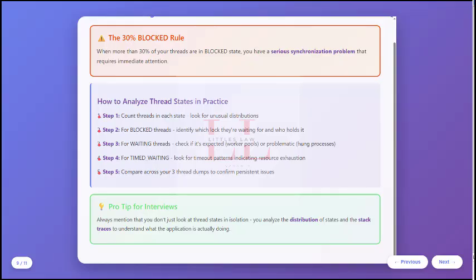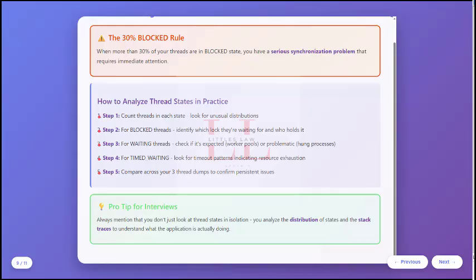Step 2, for the blocked threads, identify which lock they're waiting for and, more importantly, who holds it. So this tells you where the bottleneck is. And step 3, for waiting threads, determine if it's expected behavior like worker pools or problematic like hung processes. And then step 4, for timed waiting threads, look for timeout patterns that indicate resource exhaustion.